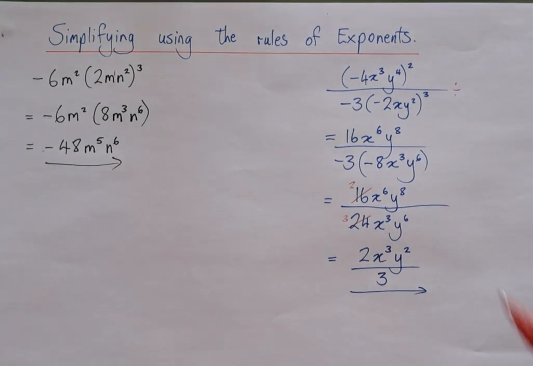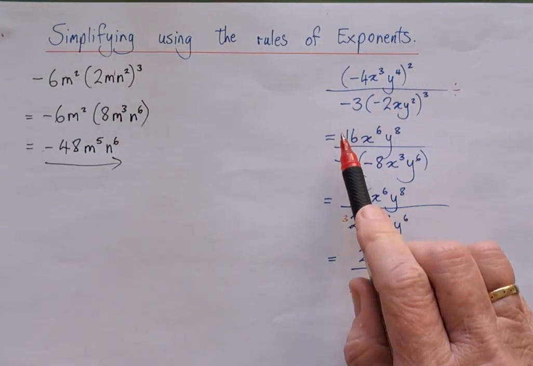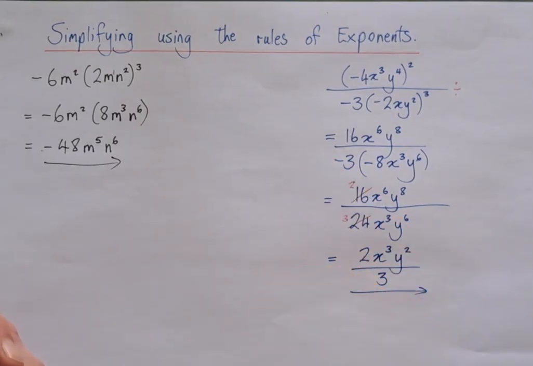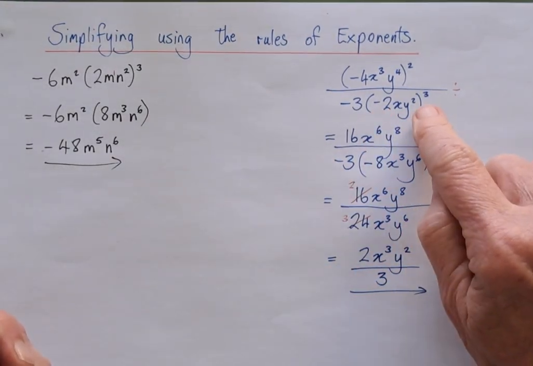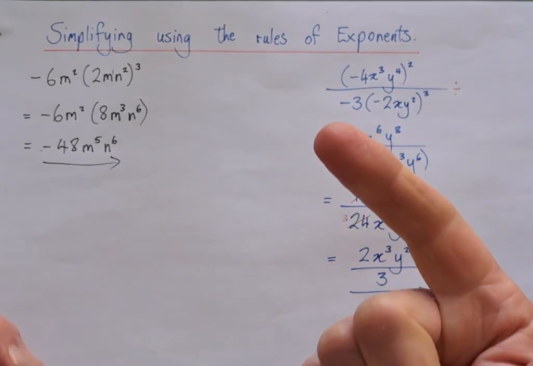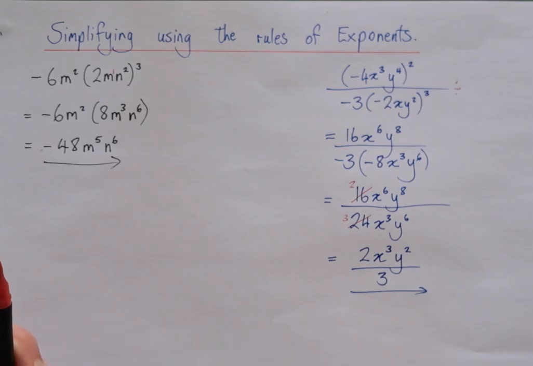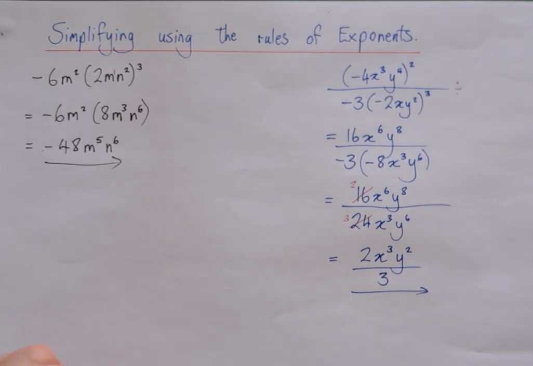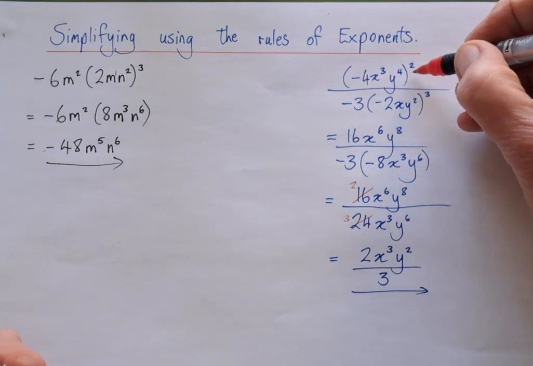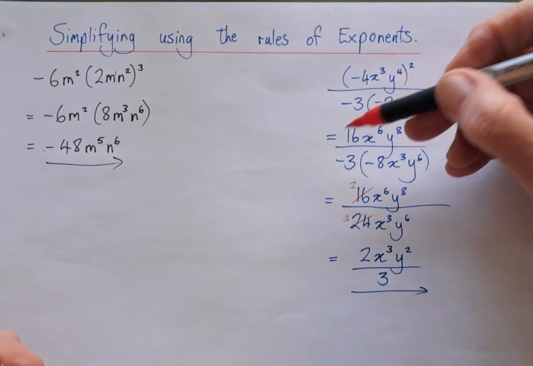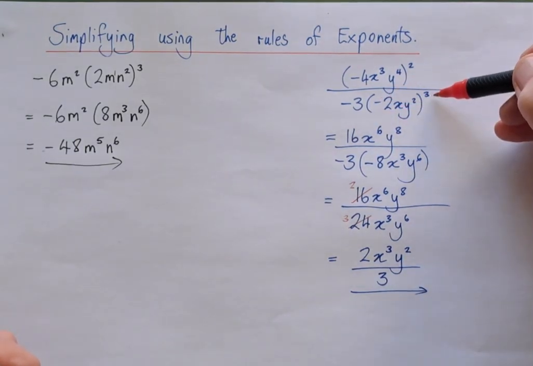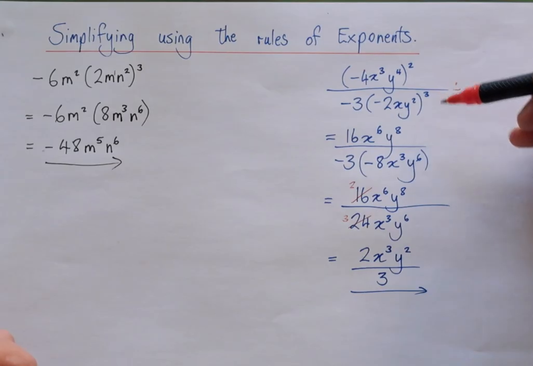So we saw that the reason this negative squared became a positive was because negative squared meant negative times negative, which is a positive. And the reason this negative cubed remained a negative was because negative times negative is positive, positive times negative is negative. But what you've got to remember is that if you have a negative value and you're raising it to an even power, the answer will always be positive. And if you have a negative which you're raising to an odd power, the answer will always be negative.